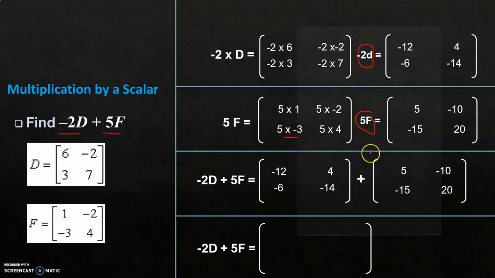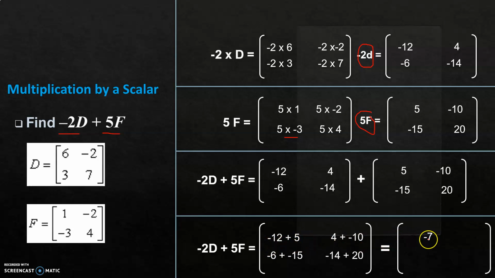The sum of corresponding elements: then 4 plus minus 10, then minus 6 plus minus 15, minus 14 plus 20. So minus 12 plus 5 is minus 7: take the difference and put the sign of the bigger one. We already discussed this in the part on addition of matrices. 4 plus minus 10 is minus 6. Minus 6 plus minus 15: both numbers are negative, so take the sum and put the negative sign.